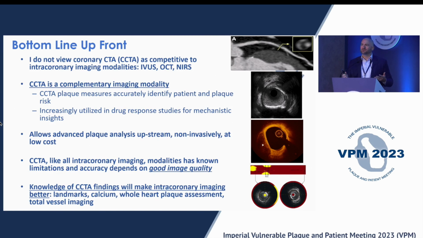I think this remarkable group of people in this room would view that, I hear people say, is it going to replace my intravascular imaging? And I would say to that, no. But it will make it better, and it will enrich who you image. And so let me just explain.